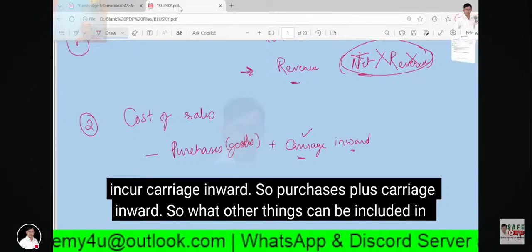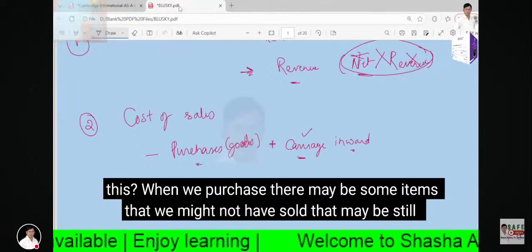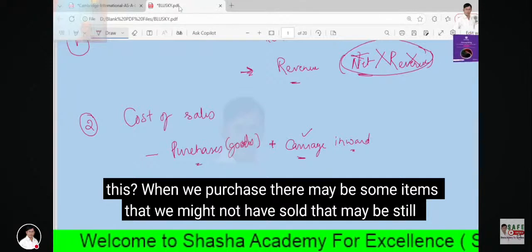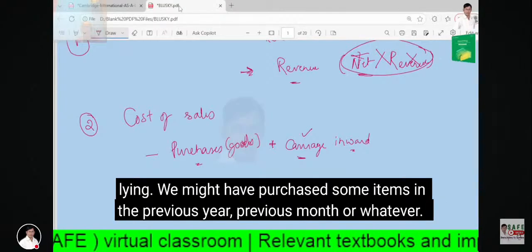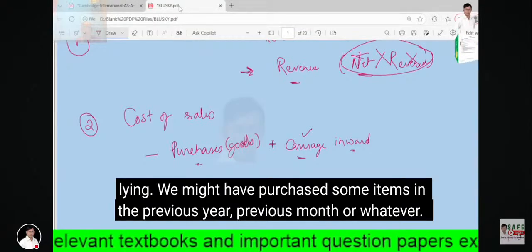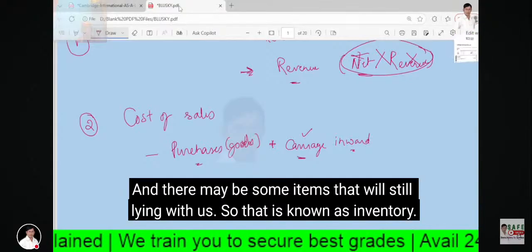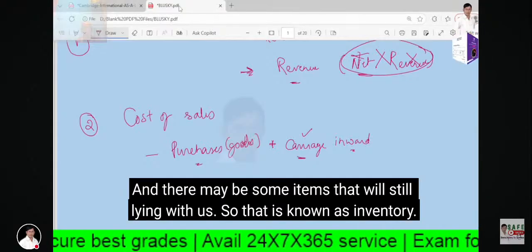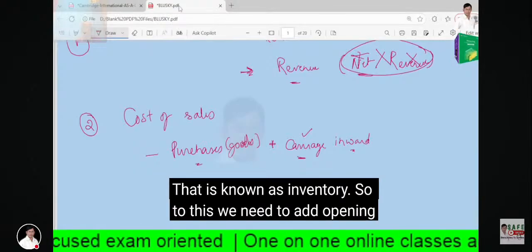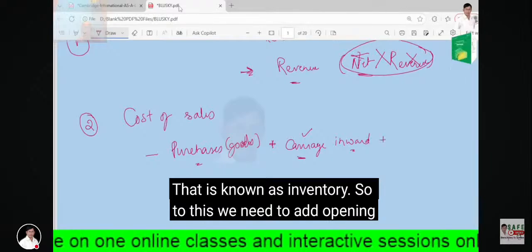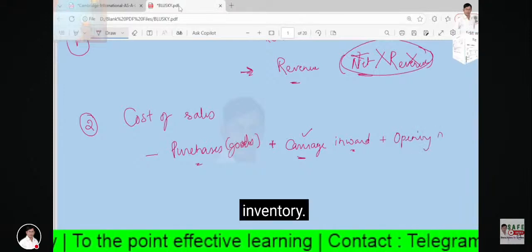So what other things can be included in this? When we purchase, there may be some items that we might not have sold, that may be still lying. We might have purchased some items in the previous year or previous month, and they are still lying with us. That is known as inventory. So to this, we need to add opening inventory.